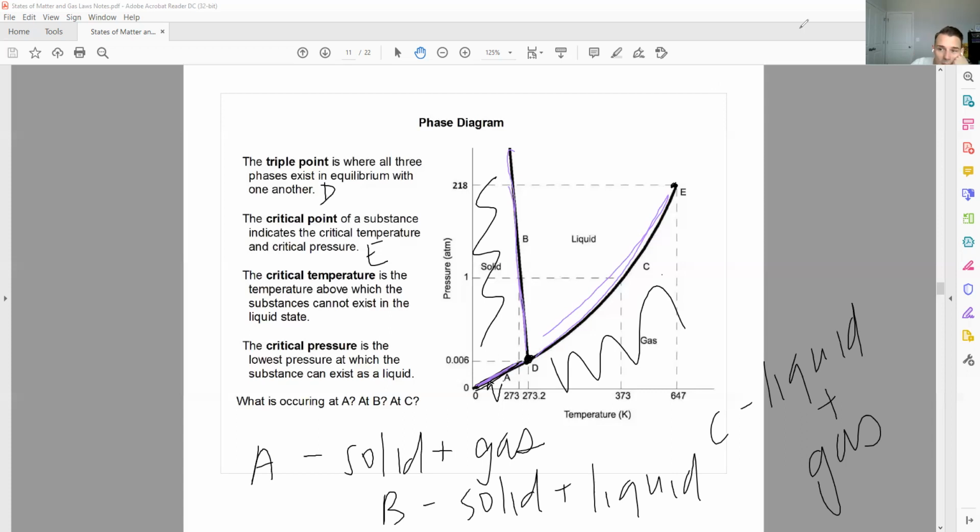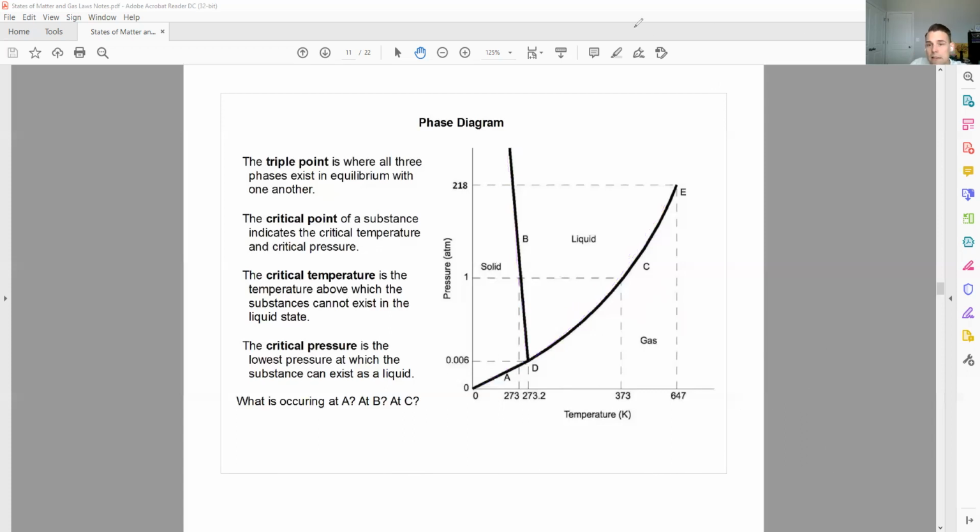Now, let's say, I'm going to clear this. Let's say we didn't know that this was the solid, the liquid, and the gas. Let's say those were gone. How do I figure out what the solid, the liquid, and the gas is? Okay, this might be a little immature, but it will work.